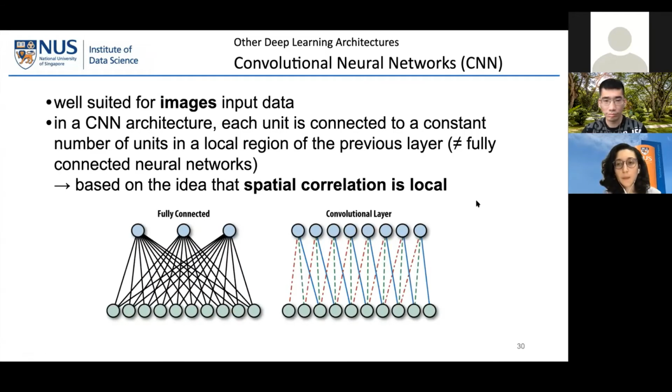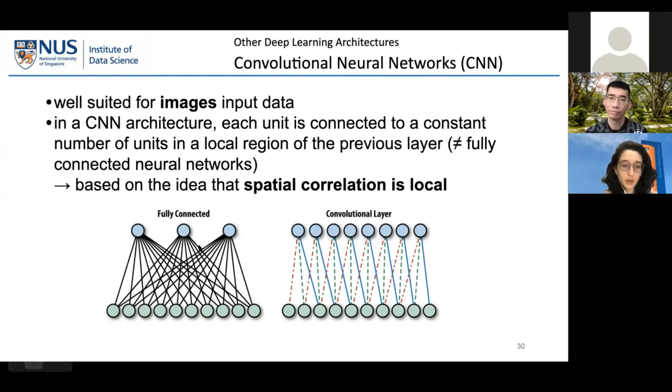So first, maybe convolutional neural networks, because it's quite popular, and this type of neural network is well suited for images. So if you work on medical images, for instance, you may want to use CNNs. The idea behind CNNs is that each unit is connected to a constant number of units in a local region of the previous layer. It's not fully connected anymore, okay?